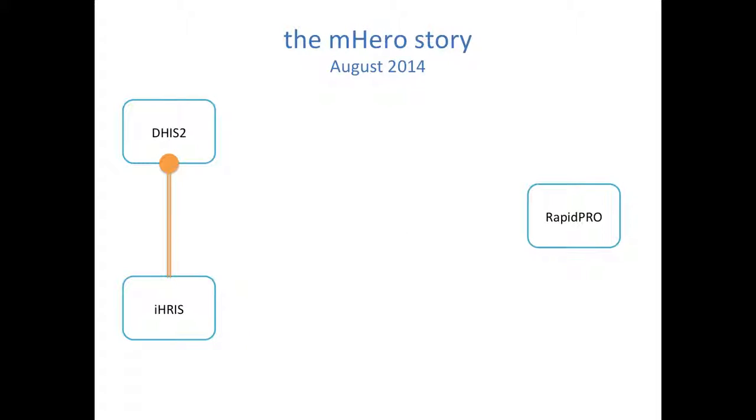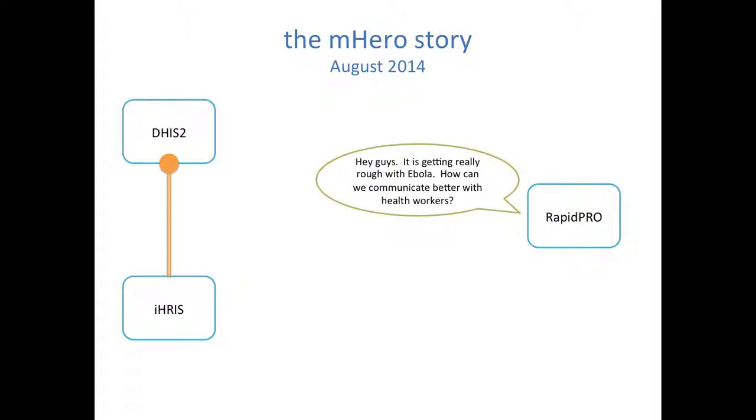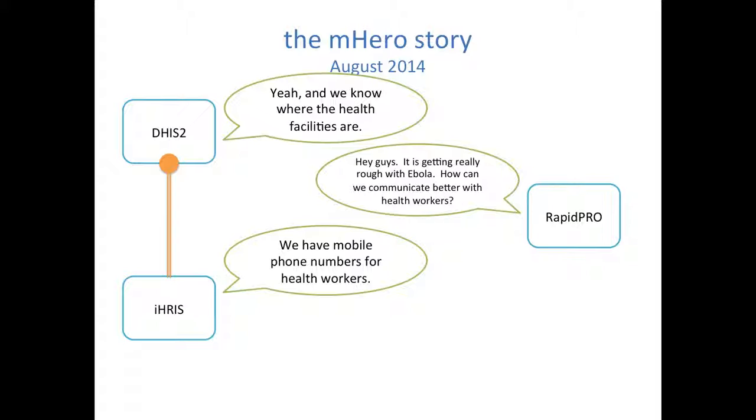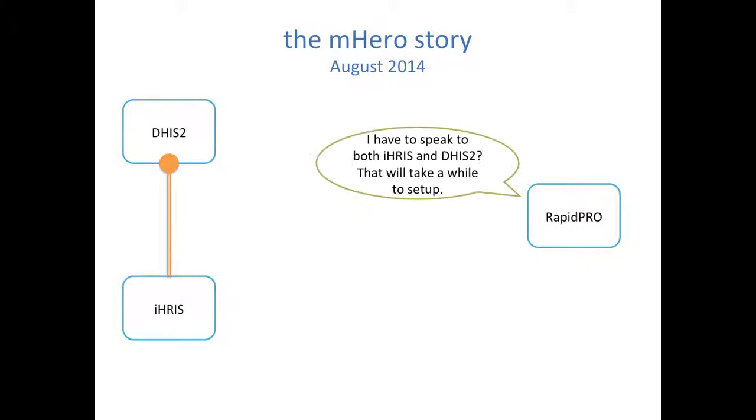In August 2014, RapidPro and UNICEF came to us asking about using the data that's in IRIS, the mobile phone data, to set up a communication system for health workers. The Ebola outbreak was obviously a crisis at that point. So IRIS has the health worker data, DHIS has the facility data, and if we wanted to look at the integration of RapidPro with these two systems, it was going to take quite a bit more time if we had to link both IRIS and DHIS2 together, because they each have their own interfaces and ways of presenting the data.